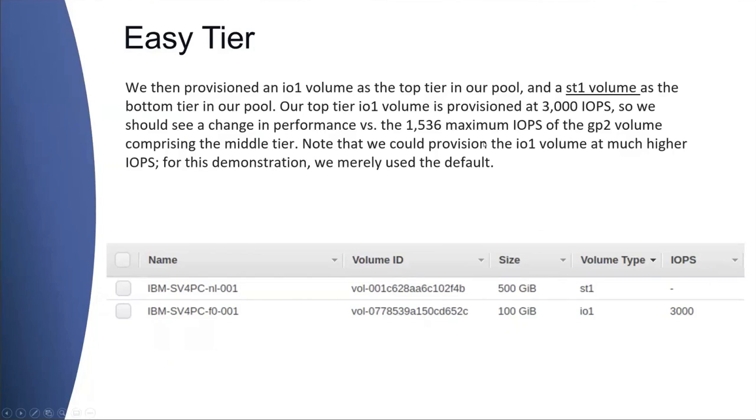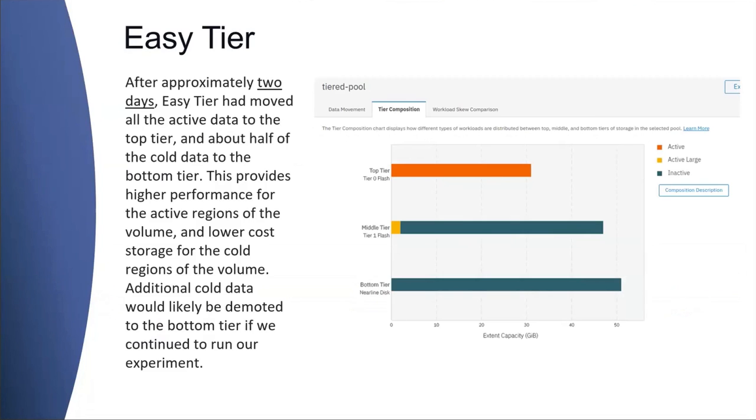We could have increased the IO volume much higher, but for this demo, we want to show you what it would look like at 3,000 IOPS. Over a couple of days, we let Spectrum Virtualize do its magic, moving things up and down. You saw in the middle tier previously, all the data was there, both your active and your inactive. After a few days, you can see all the active data was moved up to your tier 0 flash, from a Spectrum Virtualize naming nomenclature. The middle tier has a little bit of active large data and all your inactive, and your nearline tier is now filled with your inactive data.